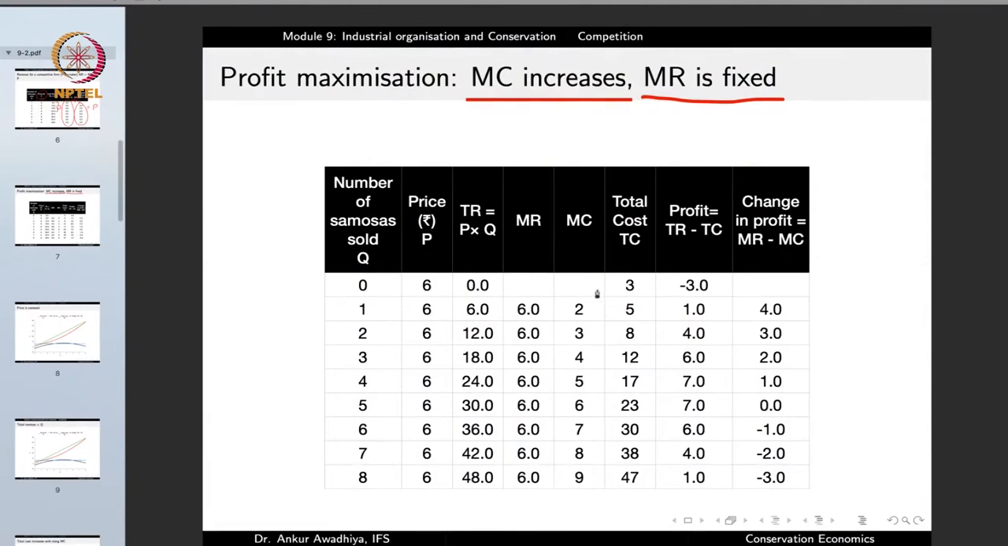So here you have marginal revenue, here we have the marginal cost. Marginal revenue is fixed, marginal cost is increasing. So when we subtract marginal cost from marginal revenue, we start from a large value, but this value goes on decreasing because MC is increasing, whereas MR is constant. So here we are observing that the change in the profit is reducing. That is, when the firm is producing larger and larger amounts of products, then after a while, the change in the profit will become negative, which means the profits will start to decrease.